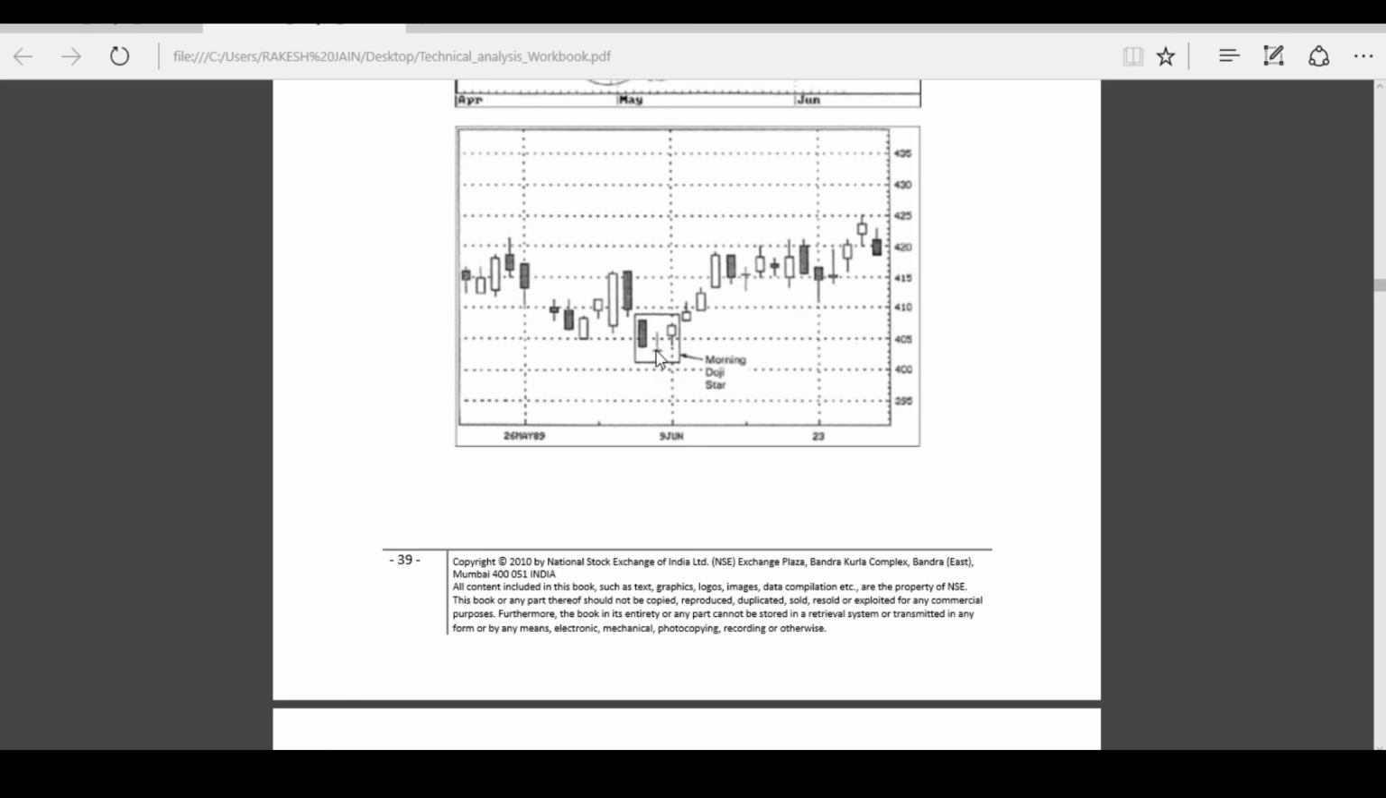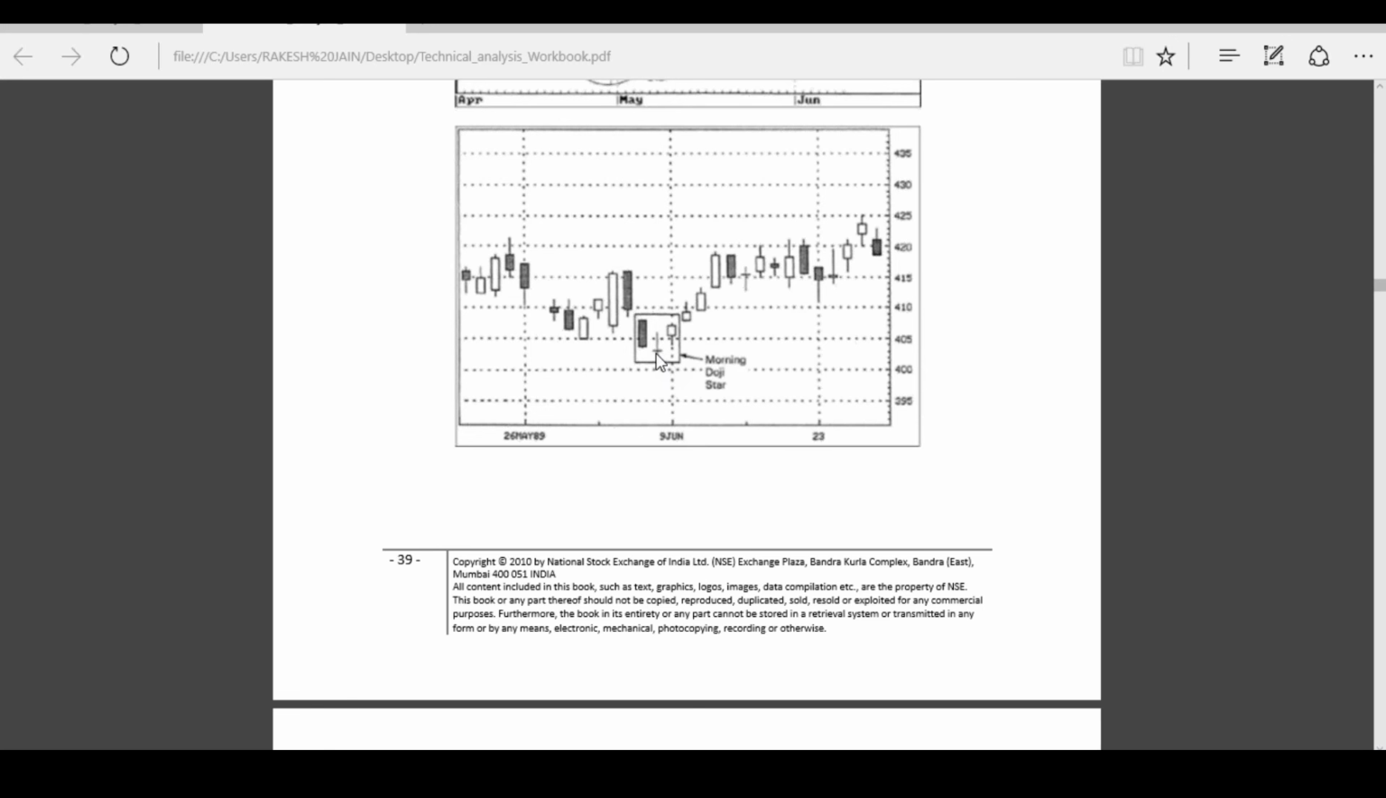Now, dojis in themselves are not that powerful a pattern, but when combined with other patterns they can be very, very powerful. For example, there was a Harami pattern. Instead of an inside day, where the real body of the second day is within the real body of the first day, there can be a doji. Again, in the case of a star pattern, instead of a small real body candle, there can be a doji. That can be very, very powerful if the third day is a reversal.